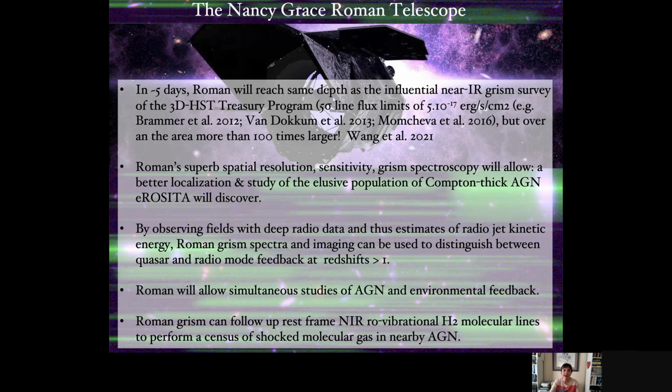And so to end, Roman will be fantastic. In about 5 days, Roman will be able to reach the same sensitivity as some of the most influential near-infrared GRISM surveys done with HST treasury programs, and they will be able to do them in a wider area. So Roman's superb spatial resolution and sensitivity will allow us to connect our observations with radio data and estimates of jet kinetic energy, to simultaneously study AGN and environmental feedback, and to do a census of shock molecular gas in nearby AGN.